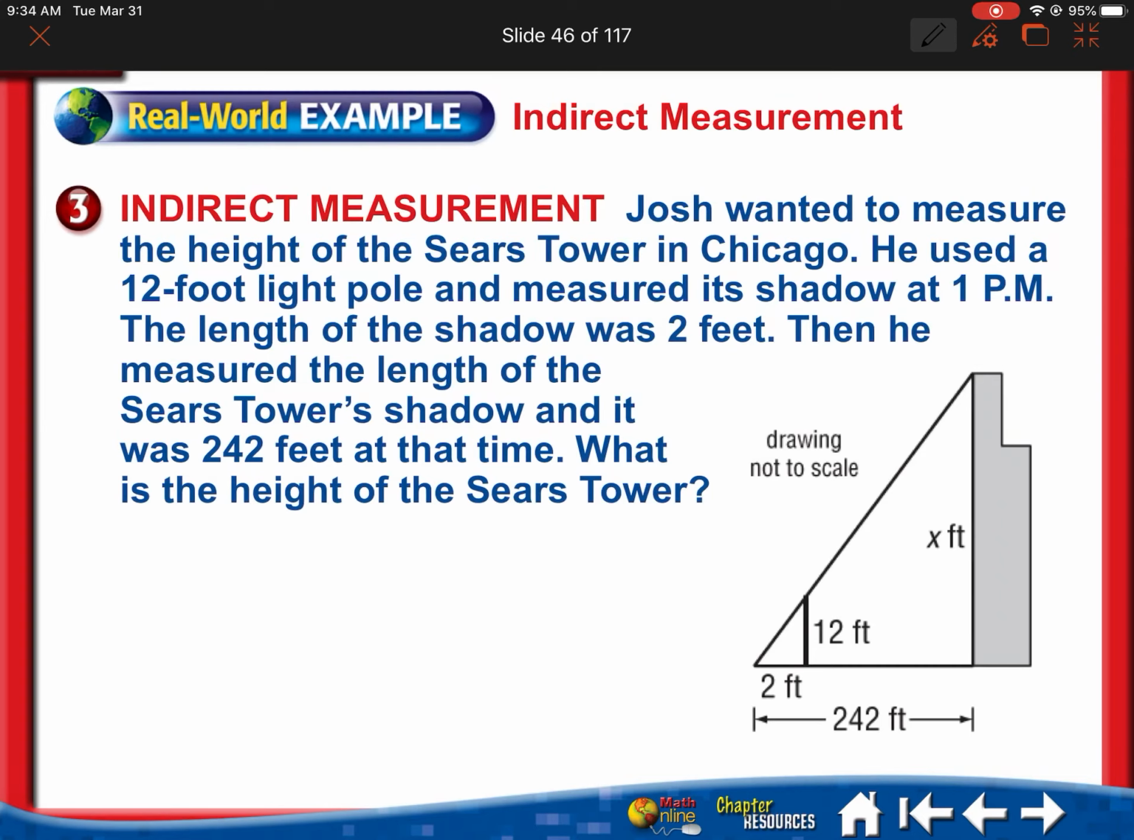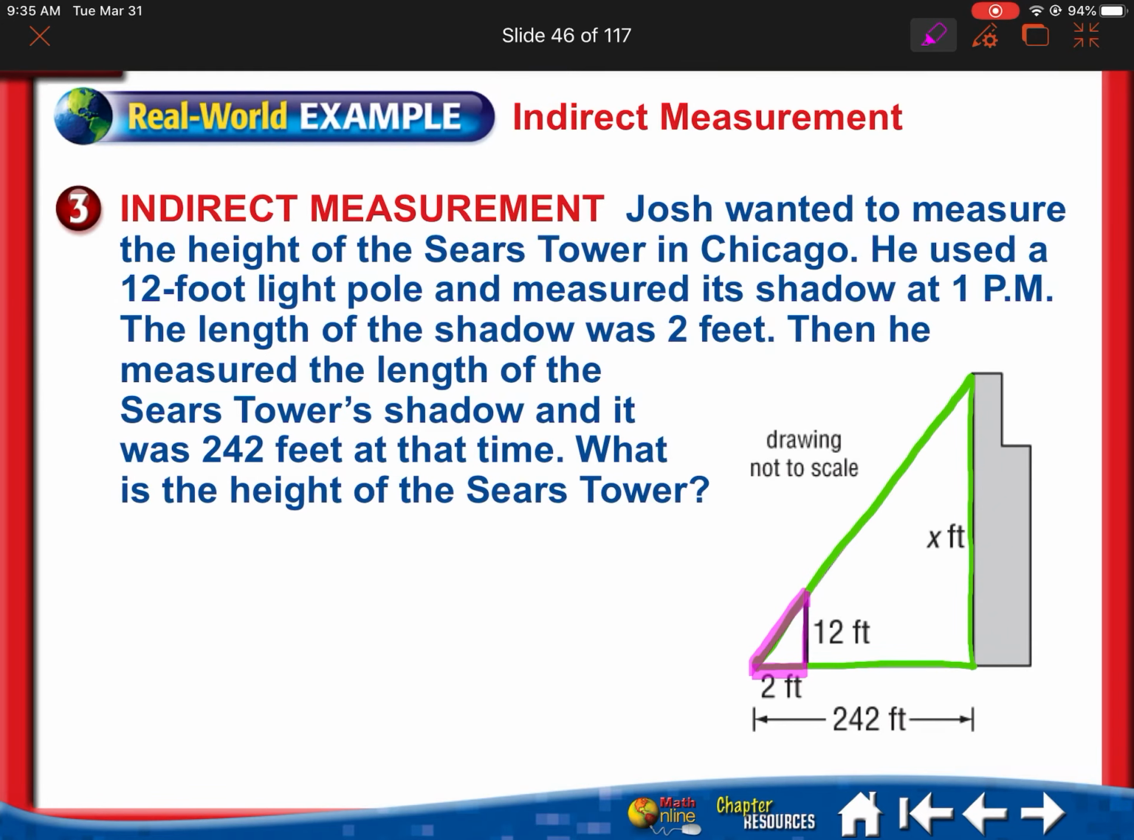So look, this is our first one that says drawing not to scale. So you don't just get to hear it from me, we get to actually see the words. So we actually have two triangles here. There's just one inside the other one. So we have this really big triangle. I probably should have used the highlighter. That's the triangle of the Sears Tower and its shadow, because remember, you see the shadows on the ground. And then we have this smaller triangle. That's Josh. He's standing there. And there's his shadow on the ground of 2 feet.